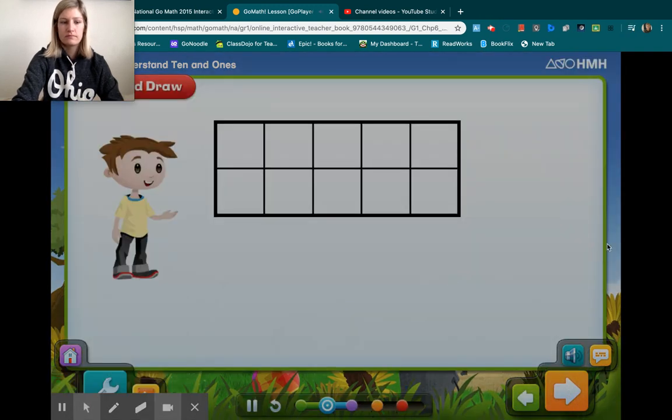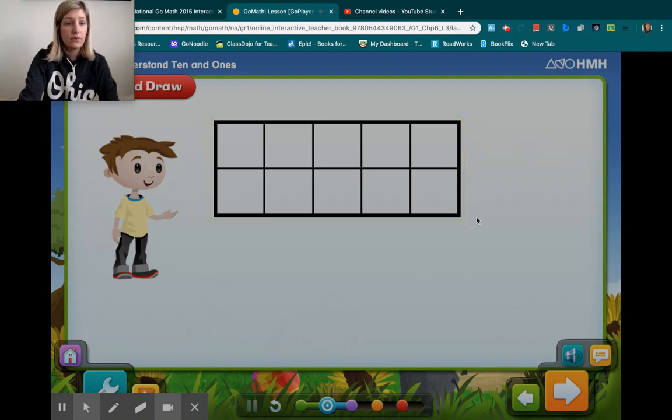Let's use 10 frames to show numbers. Tim has 10 pennies. He gets 3 more pennies. You can use 10 frames to show how many pennies Tim has now. First, let's fill each square in the first 10 frame with a penny to show 10.